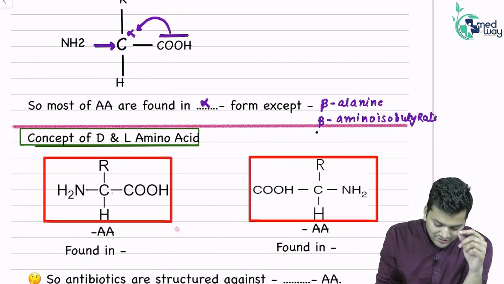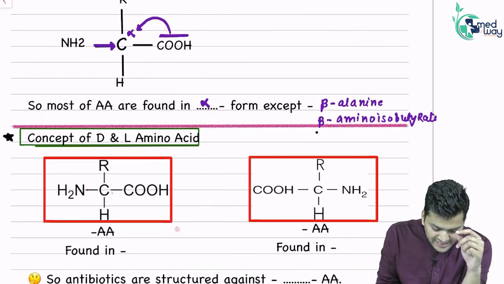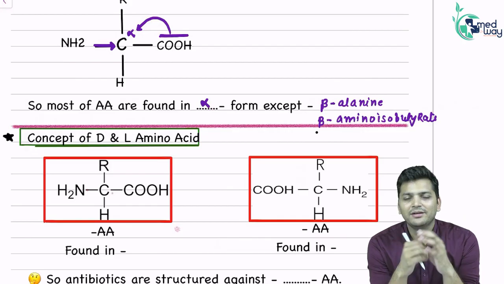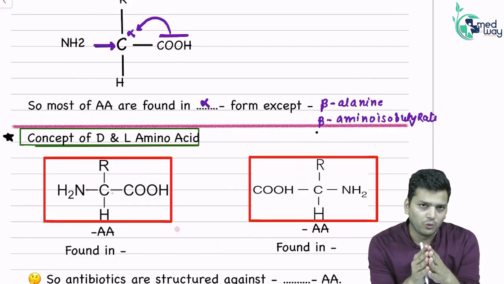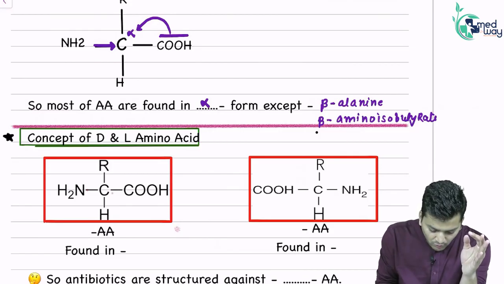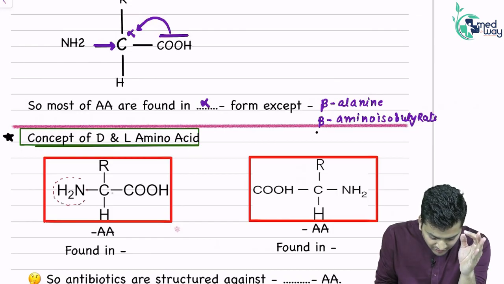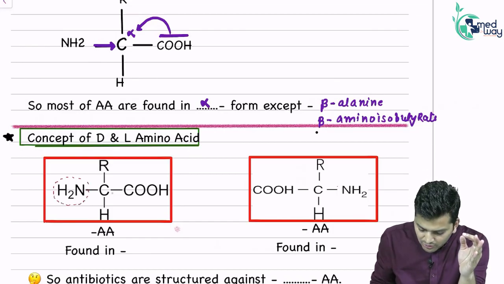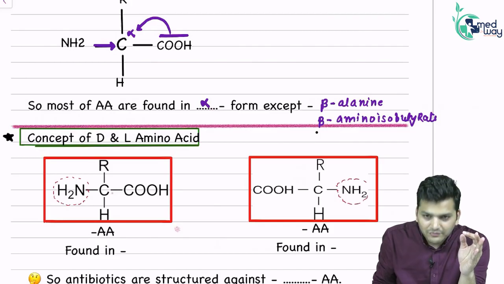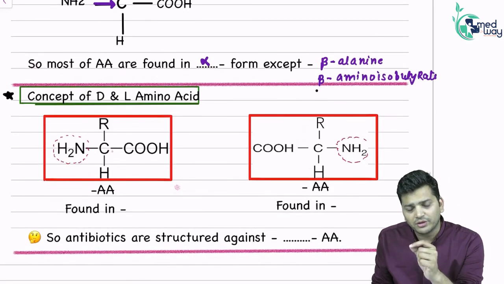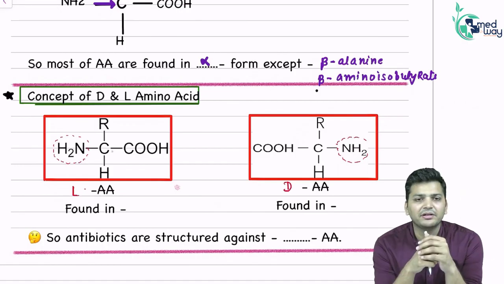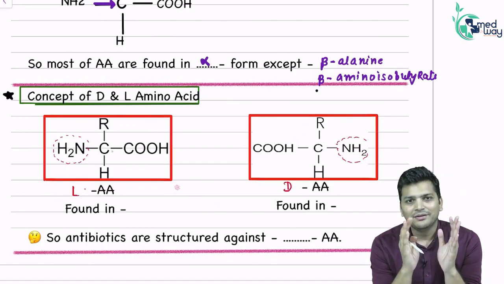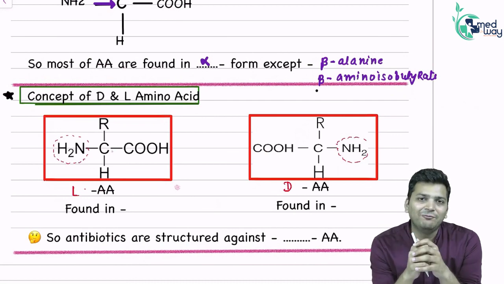Then the second concept to be understood is what are D and L amino acids, right? What is the meaning of D and L? See, that is showing you where the amino group is. The amino group may be on the left side of the amino acid, or the amino group may be on the right side. If the amino group is on the left side, that is called an L amino acid, and if it is on the right side, that is called a D amino acid. And in humans, the amino acids are found in the L form, right?